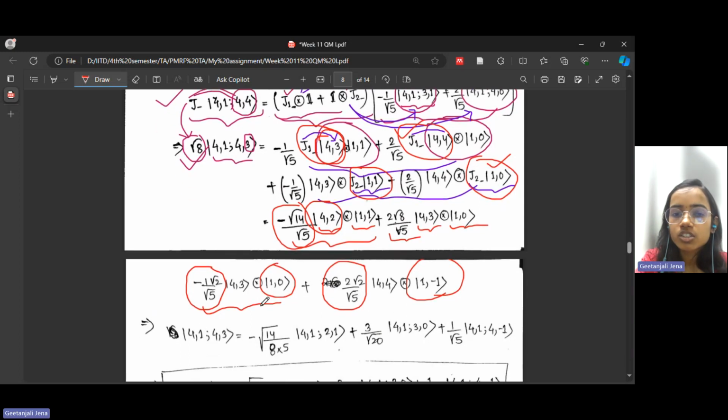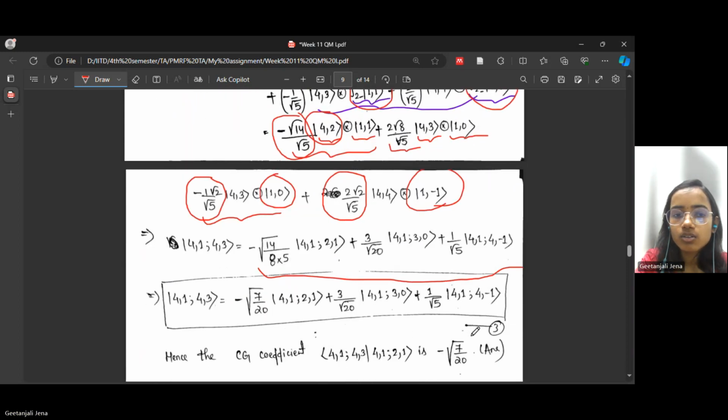So now you just have to rearrange the total expression and write the whole expression. If you rewrite it, you will get an expression like this. The 4143 state we can easily calculate: it is root of 7 by 20 times 4121, plus 3 by root 2 times 4130, and 1 by root 5 times 414 minus 1.